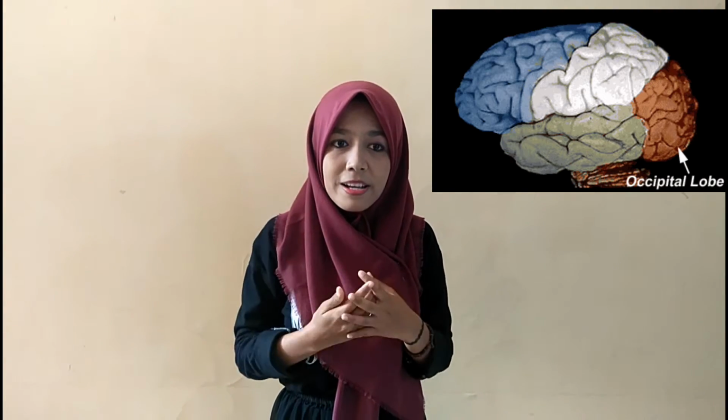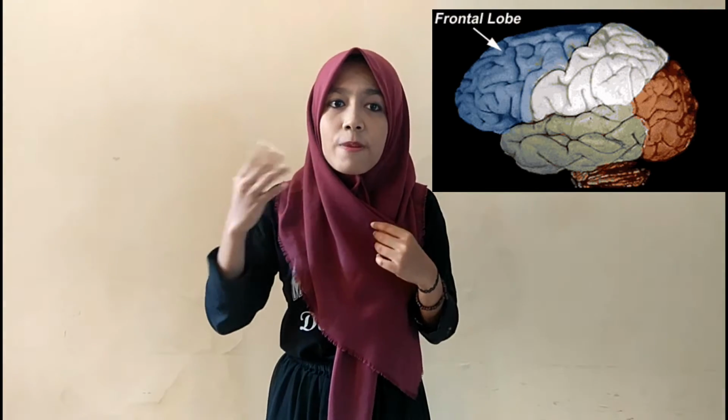The first is the frontal lobe. The frontal lobe is associated with executive function and motor performance. Executive functions are some of the higher order cognitive processes in humans.